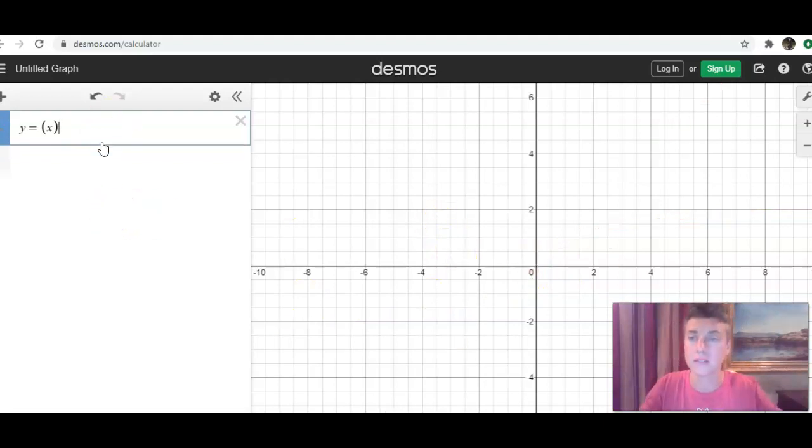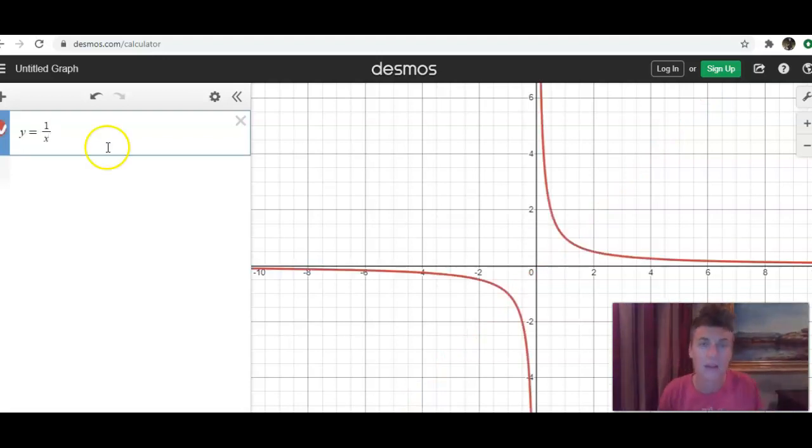Who's up next? It's the rational function of 1 over x. I just find this very beautiful. So this has a vertical asymptote here, and a horizontal asymptote here. It will never actually touch the y-axis or the x-axis. Why is that?